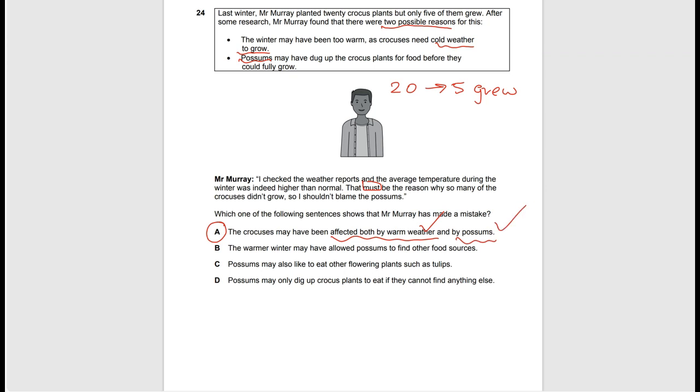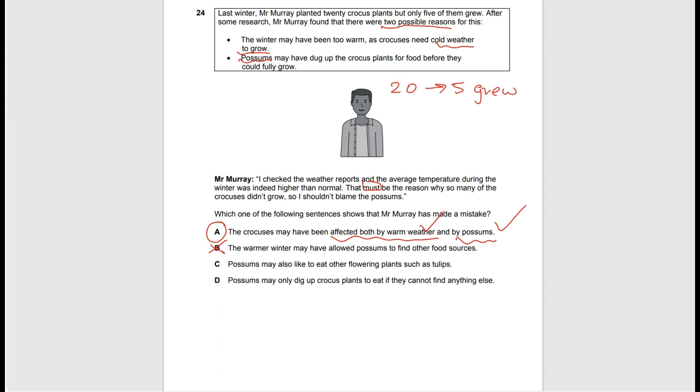And option A talks about the weather and the possums. So our best answer is A, but let's go through the other options and see why it's not B, C, or D. B says, the warmer winter may have allowed possums to find other food sources. That actually supports Mr. Murray's answer. It doesn't show he has made a mistake. So if the winter was warmer, possums may have found other food, not dug up the crocus plants, and the only reason for why so little crocuses grew would be the warm weather. So that one supports it. It doesn't show that Mr. Murray has made a mistake.